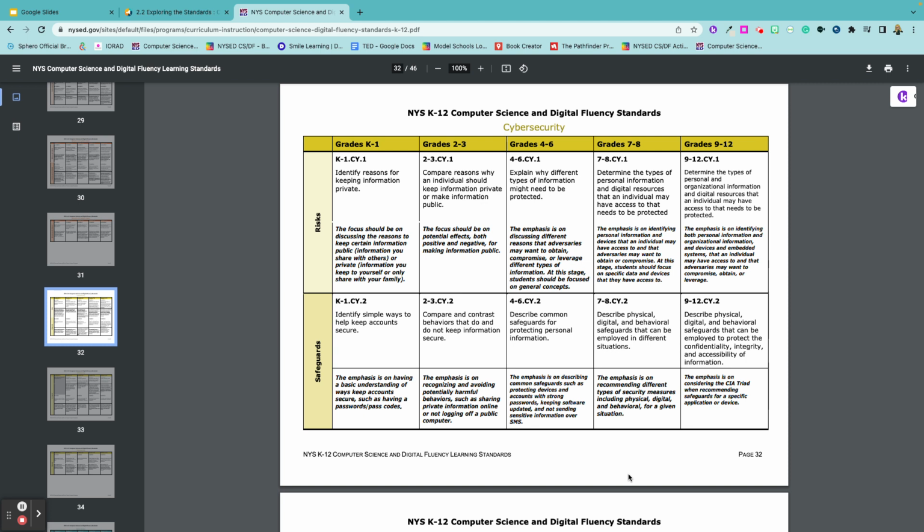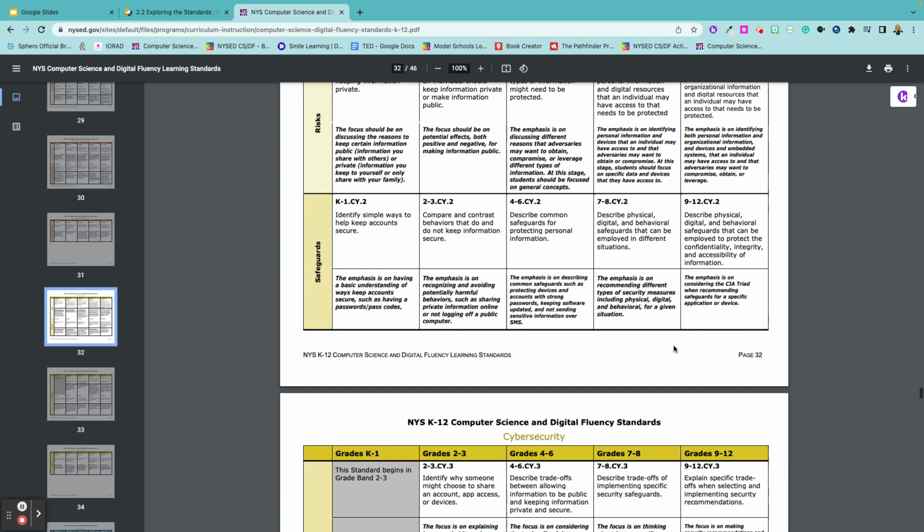So you can think again about how we're using different software programs, our privacy policies, how they access the internet with their Chromebooks versus at home, and so on. The next sub-concept area is safeguards. Here for cybersecurity 2, describe physical, digital, and behavioral safeguards that can be employed in different situations. The emphasis is on recommending different types of security measures, including physical, digital, and behavioral for a given situation. So you may talk about the difference between how they use their home computers versus how they use their school ones.